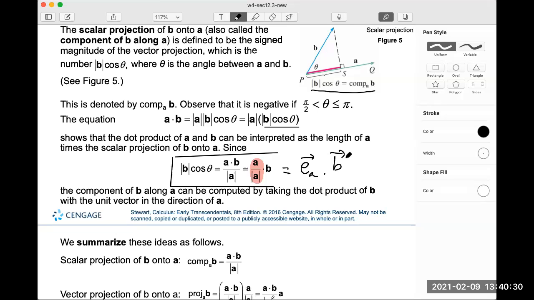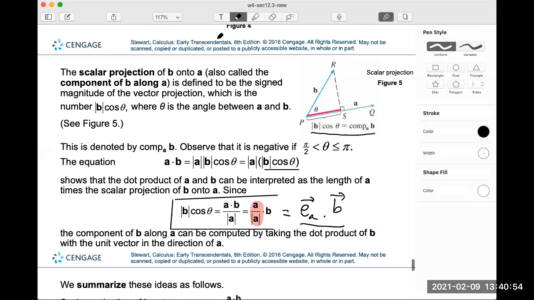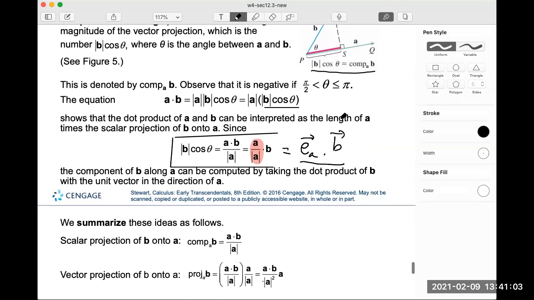Therefore, in the future, it's easy to compute the scalar projection, right? Just take that vector, take a dot product of that vector with the unit direction of vector A. That's it. Okay? That is the scalar projection of vector B on A. And so this is scalar projection.